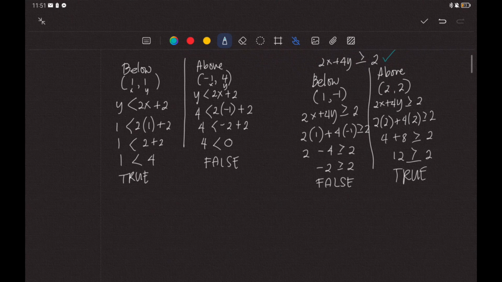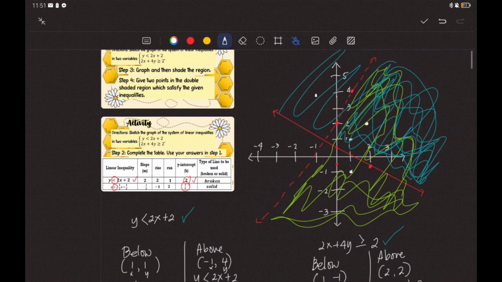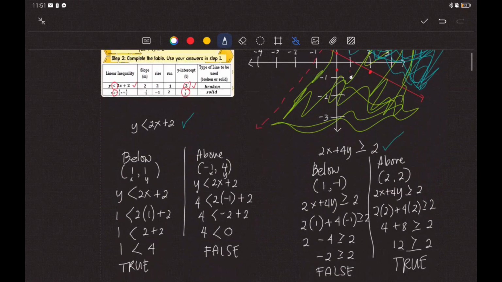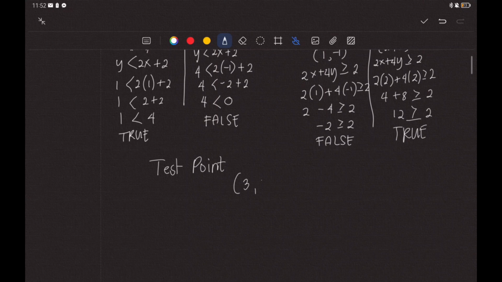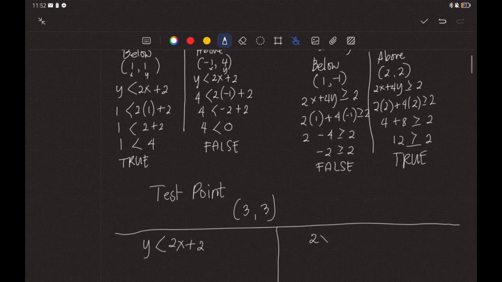Now let's check. Let's have a test point. We're only gonna choose one. Let's check positive 3 and 3 here. This is located on the double shaded region. So positive 3 and 3. Let's solve for the two linear inequalities for our system if we made the correct decision in shading the double shaded region.